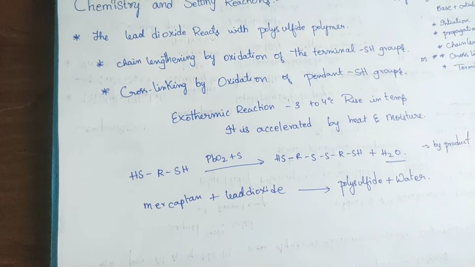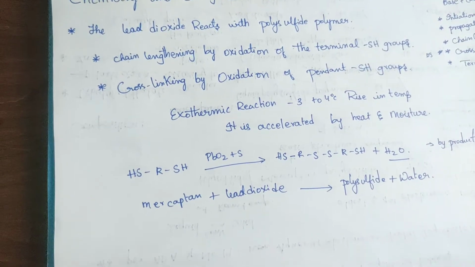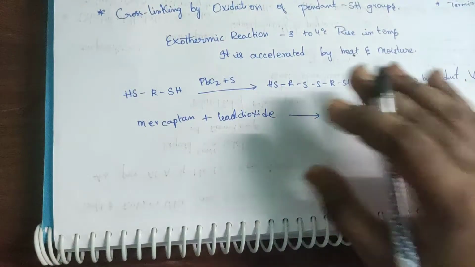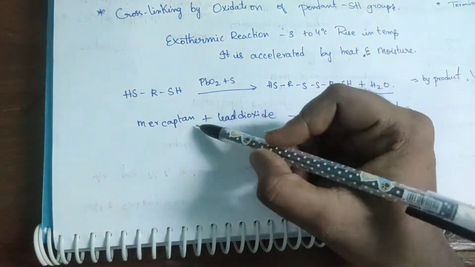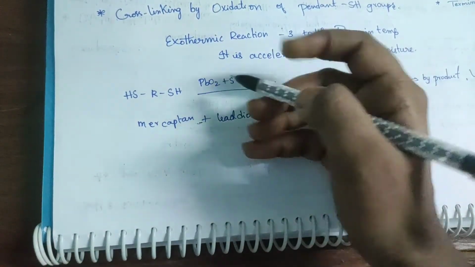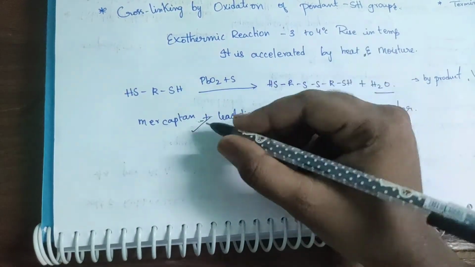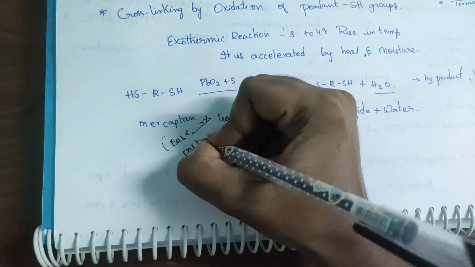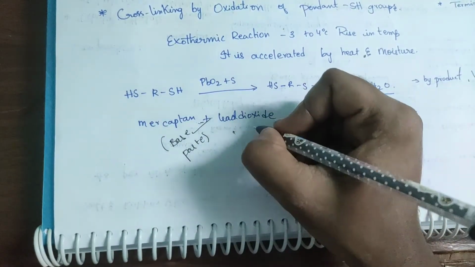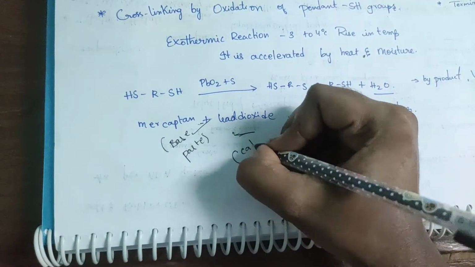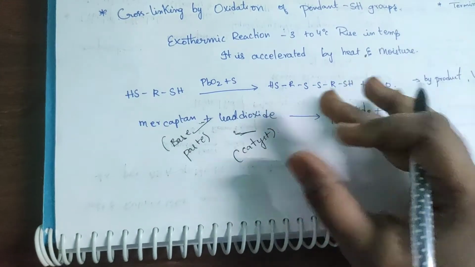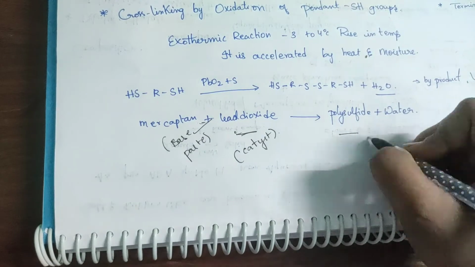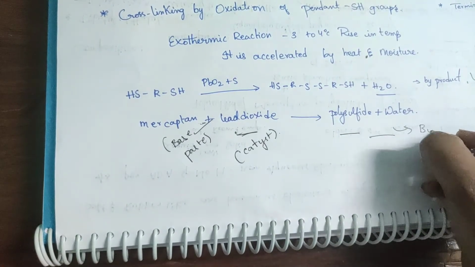So what is the setting reaction of polysulfide? The lead dioxide reacts with the polysulfide. In the reaction you can see here, mercaptan is nothing but the polysulfide, right? Polysulfide, which is present in the base paste, reacts with lead dioxide, which is present in the catalyst paste, right? So these two react and form polysulfide and water. So water is the byproduct.